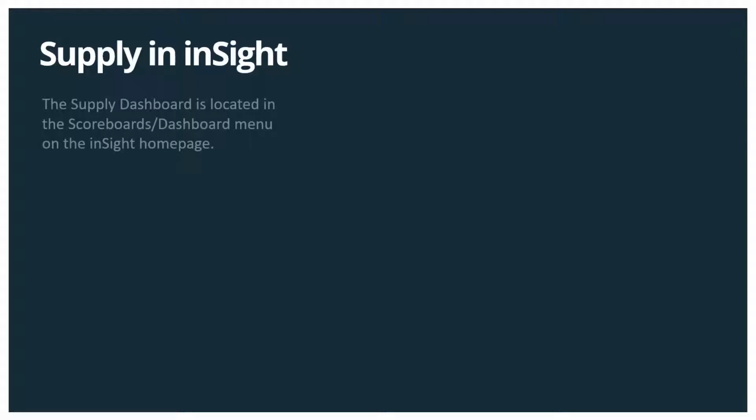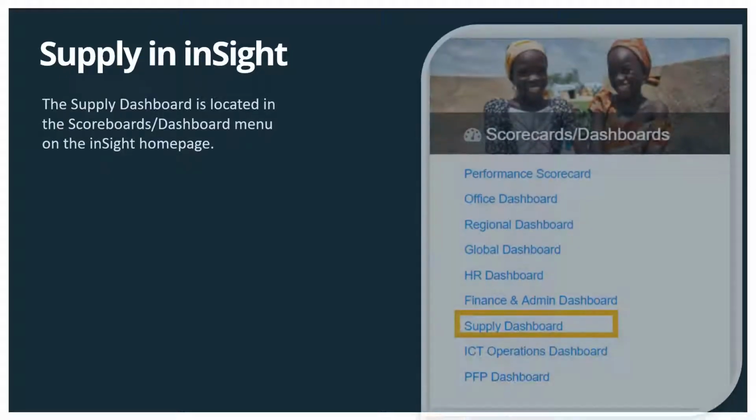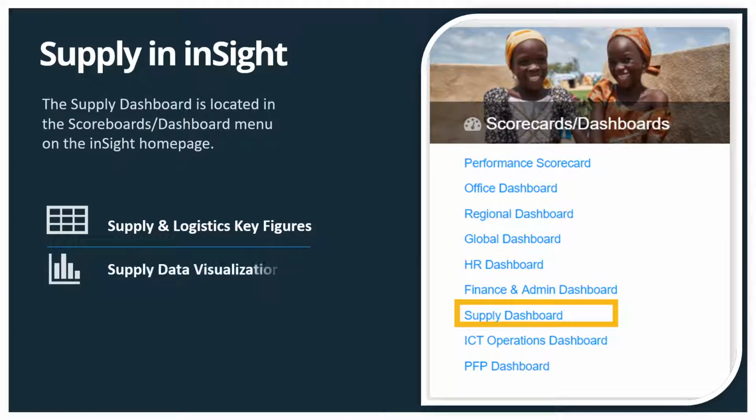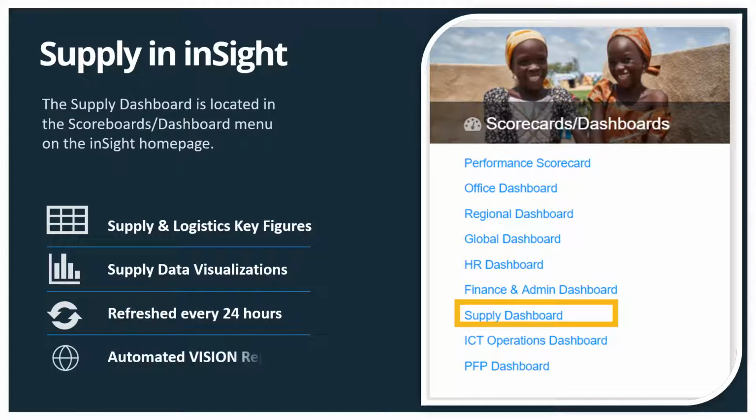The supply dashboard in Insight can be accessed from the Scorecards dashboard menu on the Insight homepage. Within the supply dashboard, staff view supply and logistics key figures for the regions, as well as graphical information related to supply processes that are automatically generated by the system and typically refreshed every 24 hours from UNICEF's operational and program databases.